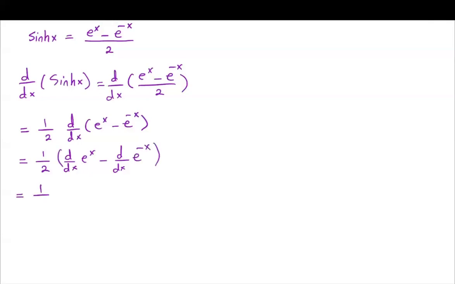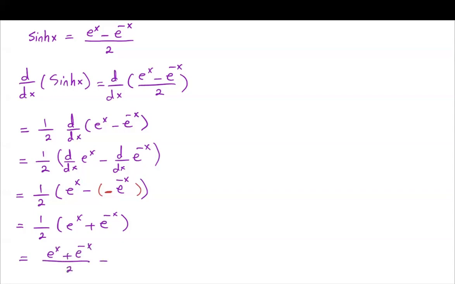In terms, it can be written as a half. The derivative of e to the x is e to the x. The derivative of e to the power minus x, you get a negative sign in front of it. So you have minus e to the power minus x, and close up the parenthesis. So you have a half e to the x plus e to the power minus x. And by definition, e to the x plus e to the power minus x divided by 2 is basically the hyperbolic cosine of x. So the derivative of hyperbolic sine is hyperbolic cosine.